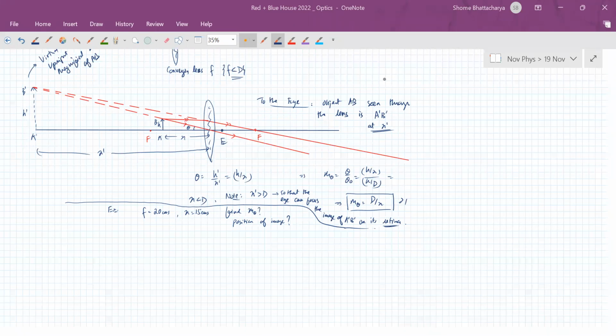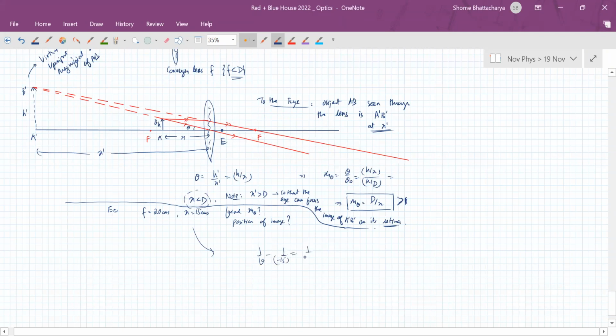This angular magnification will be greater than 1. Why? Because x has to be less than d. So that's what we'll see through this. First of all, when we use the lens formula, we'll get 1 by v minus 1 by minus 15 is equal to 1 upon plus 20, with the proper sign convention.